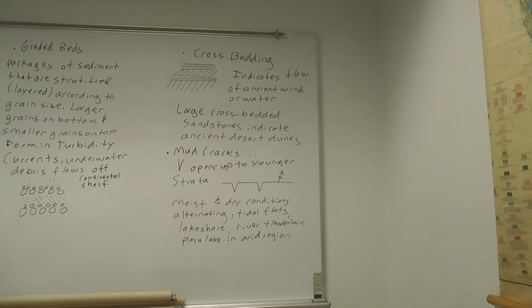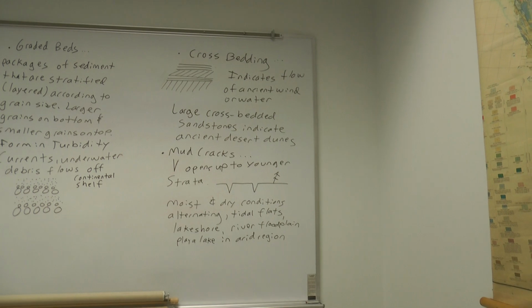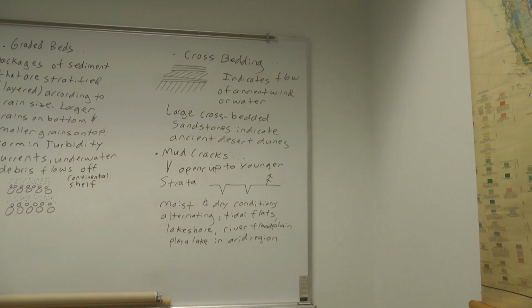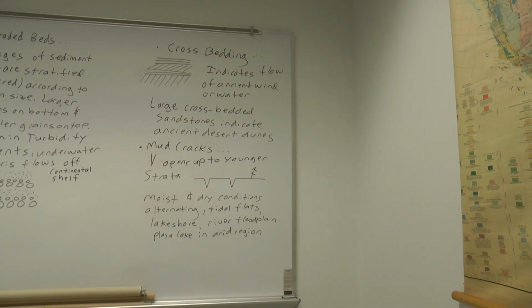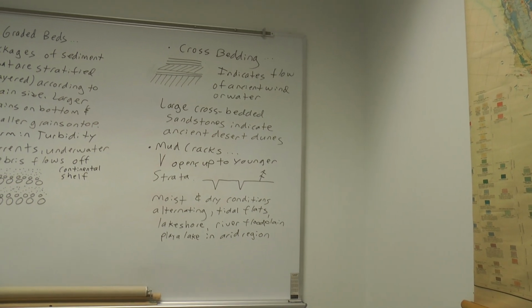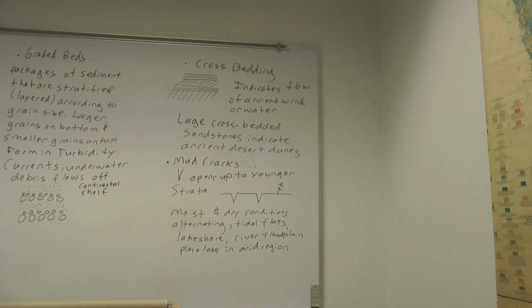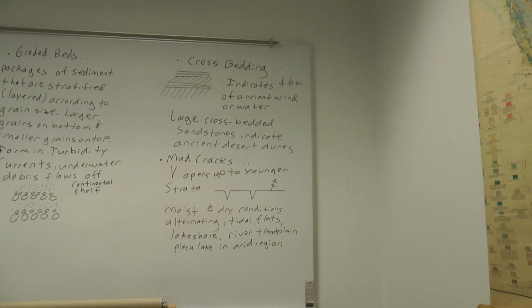This is cross-bedding. Cross beds are formed due to sand being moved around by wind or water. So this indicates the direction of flow of ancient wind or water. Our best example here would be desert dunes. Large cross-bedded sandstones indicate ancient desert dunes.